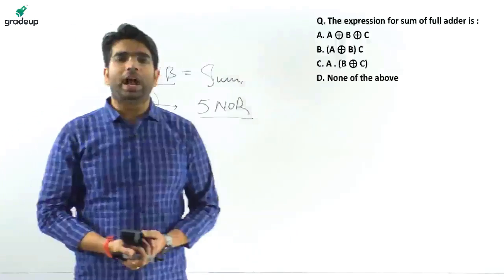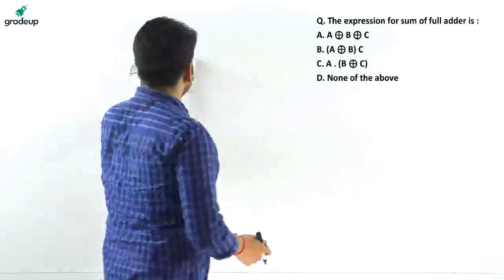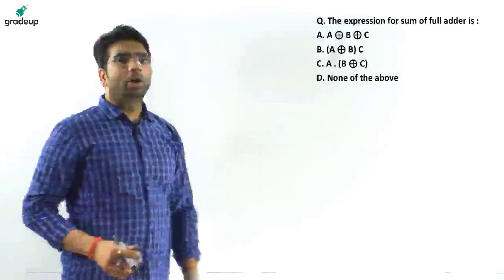The expression for sum of full adder is? What is the expression for sum of full adder? Sum of full adder was A XOR B XOR C. How many?